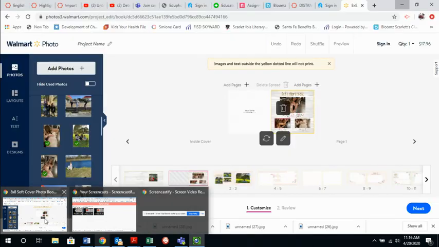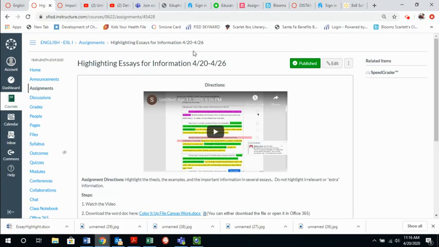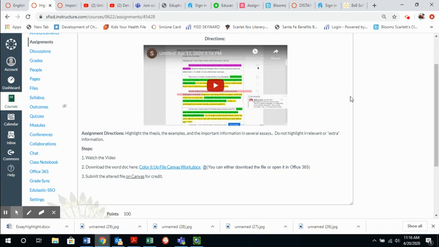All right, so the very first thing that you guys will need to do is be on your Canvas page, and it should look like this. We'll have my video here at the top, and then it says assignment directions: highlight thesis, the examples, and important information in several essays. Do not highlight irrelevant or extra information.